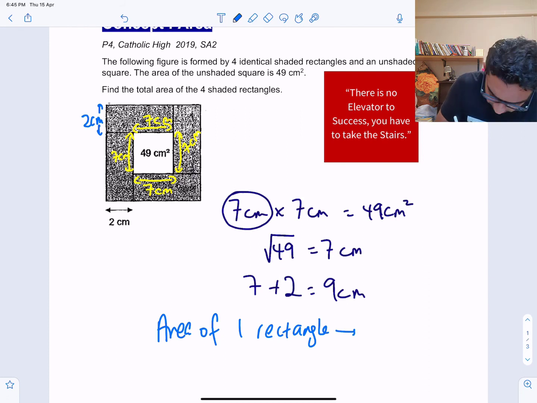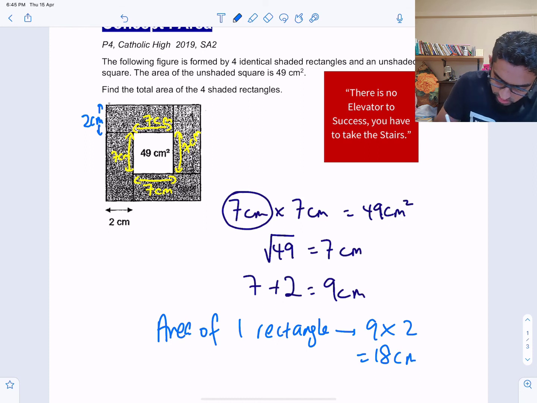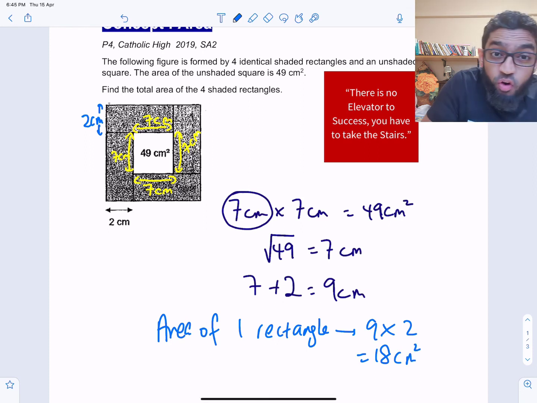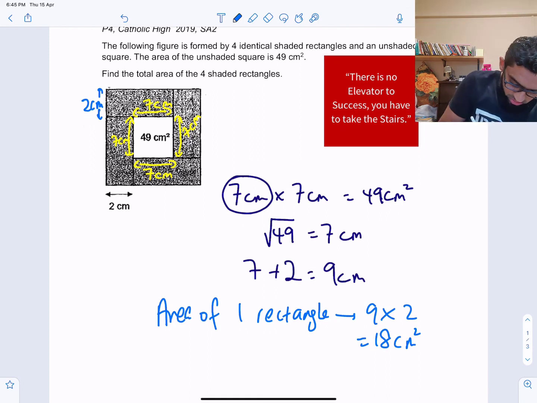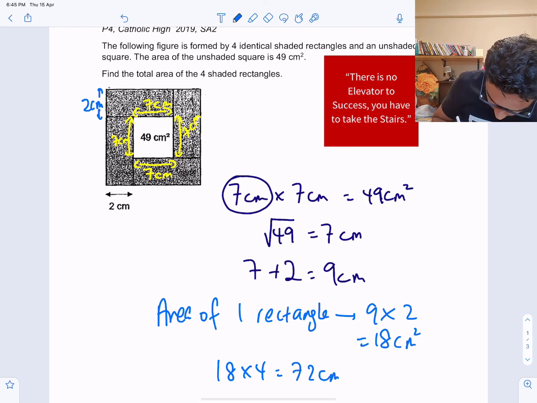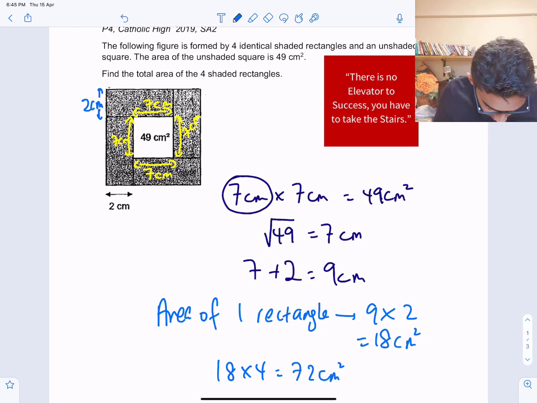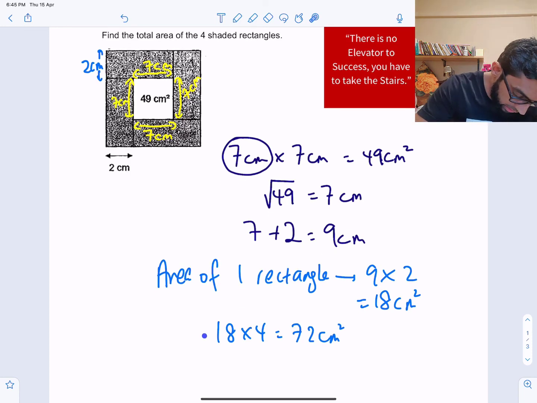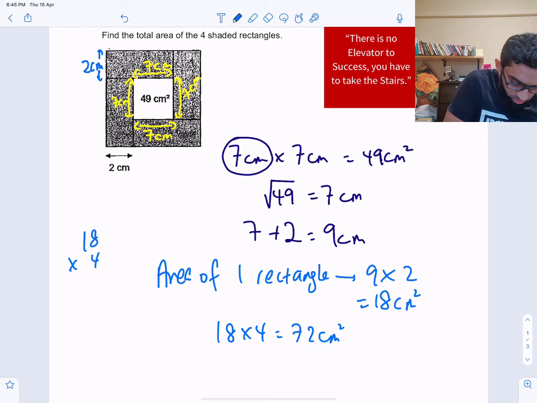Length times breadth, so 9 times 2, 18 square cm, and we actually have 4 of these rectangles. So we take 18 multiplied by 4. Okay, 72 square cm. For this, if you're in primary 4, no calculators are allowed, so you have to do the calculation at the side here. 18 times 4: 8 times 4 is 32, 1 times 4 is 4, 4 plus 3 is 7, so 72.